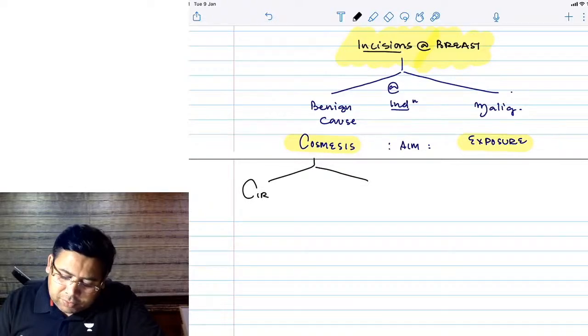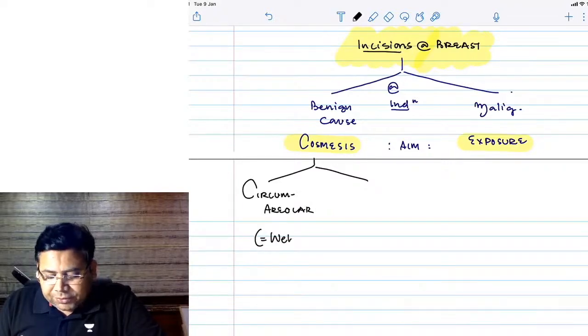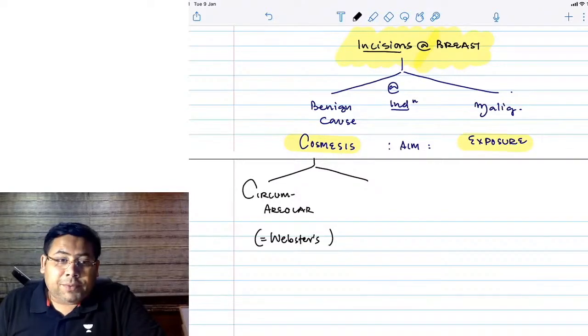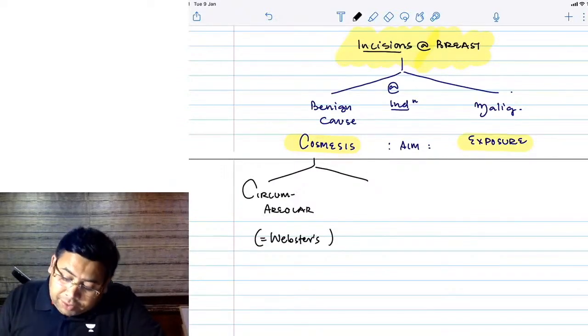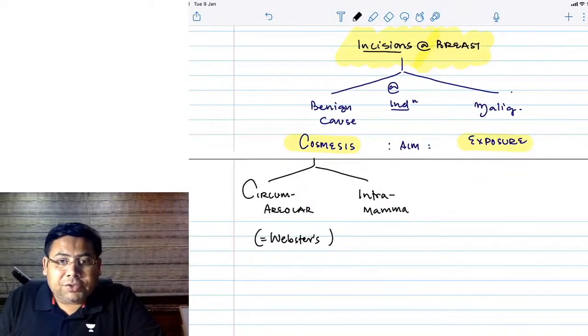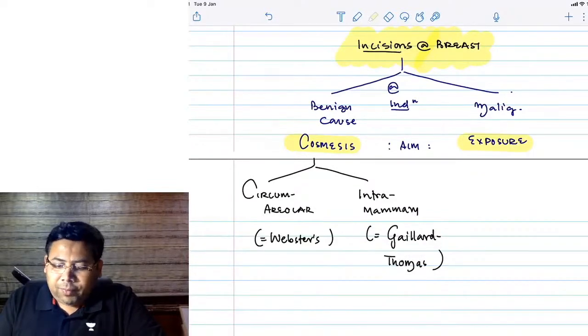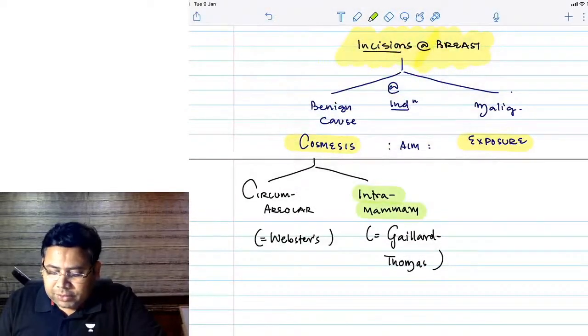We have circumareolar, this incision is known as Webster's incision. Students, there is one more Webster's flap. Webster's flap is for what reconstruction? Lip reconstruction. Then we have inframammary incision. If you talk about inframammary incision, what is that? This is known as Gallard-Thomas incision. So we have inframammary, we have Gallard-Thomas incision.